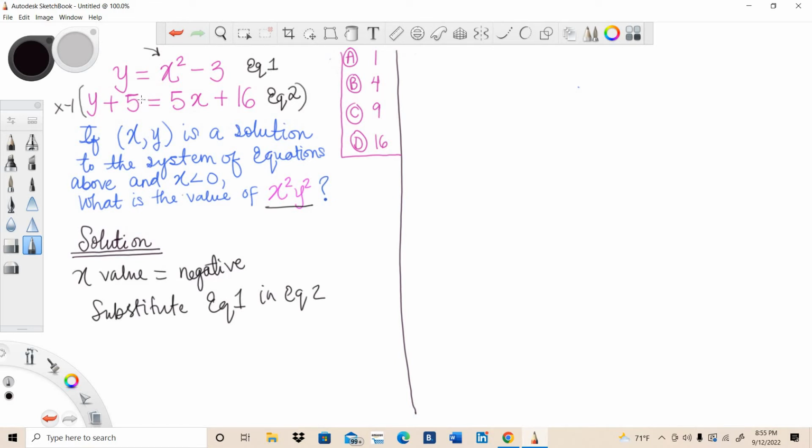So that is the third mistake you should avoid. So now, three mistakes you should avoid in a question like this. Now let's go on to solving.